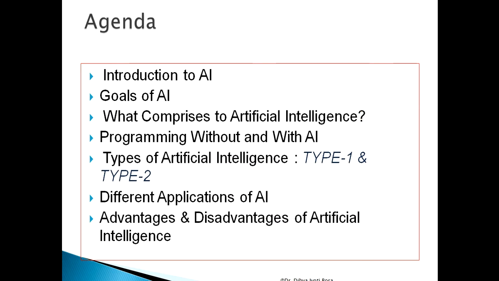First of all, the agenda of this lecture series is introduction to AI, goals of AI, what comprises artificial intelligence, then programming without and with AI, then what are the different types of artificial intelligence, that is type 1 and type 2. We'll go into details about them. Then different applications of AI, and lastly we have advantages and disadvantages of artificial intelligence. So let's start one by one all these topics.